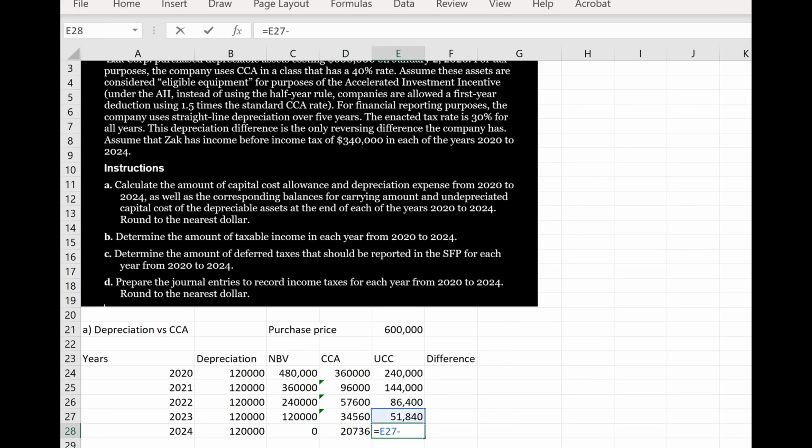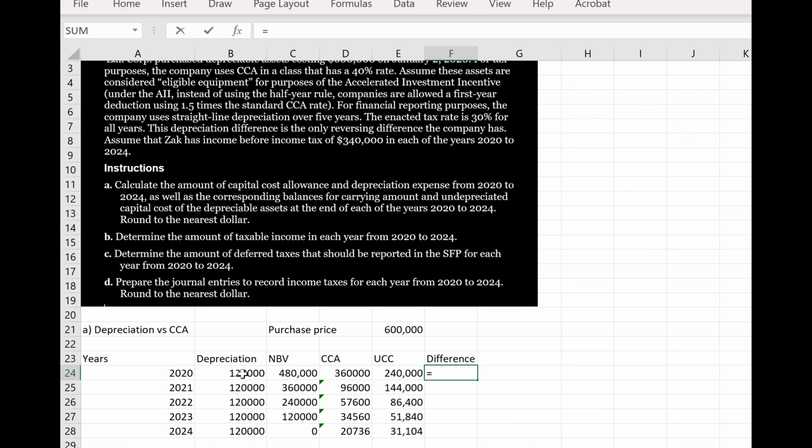So what you can see is that at the end of 2024, we fully depreciated that equipment for the purposes of accounting depreciation. But for tax, there's still an undepreciated capital cost of $31,104. CCA often goes on longer because you're taking the UCC times the rate. As it decreases, your CCA decreases each year, so it can take longer to depreciate. However, we can stop the schedule at 2024 because that's what we're asked to do in the question.